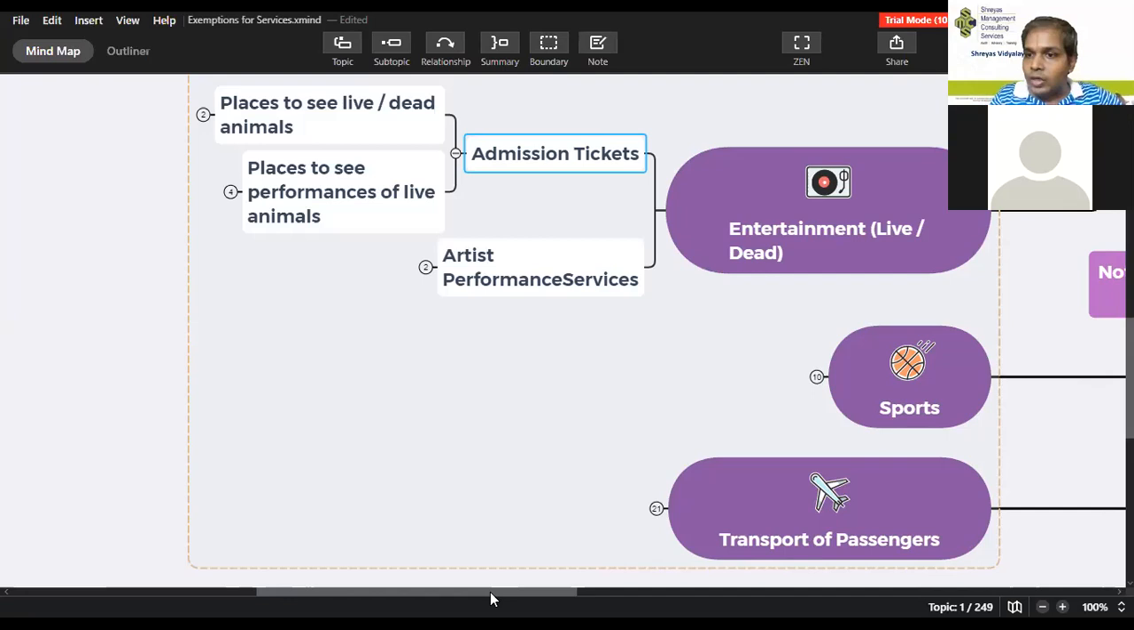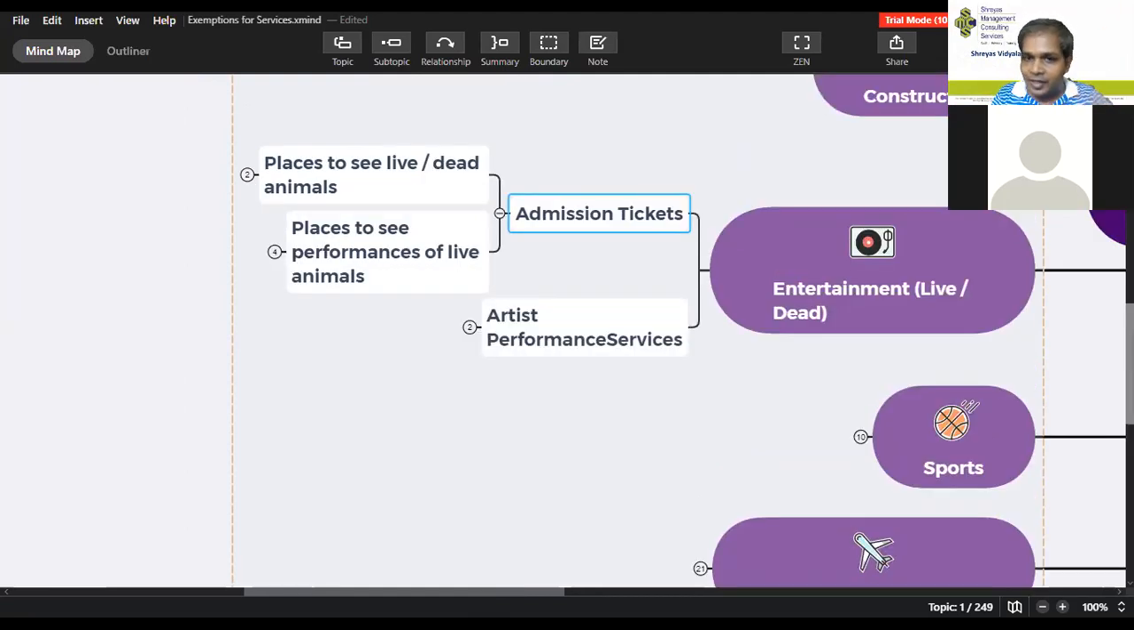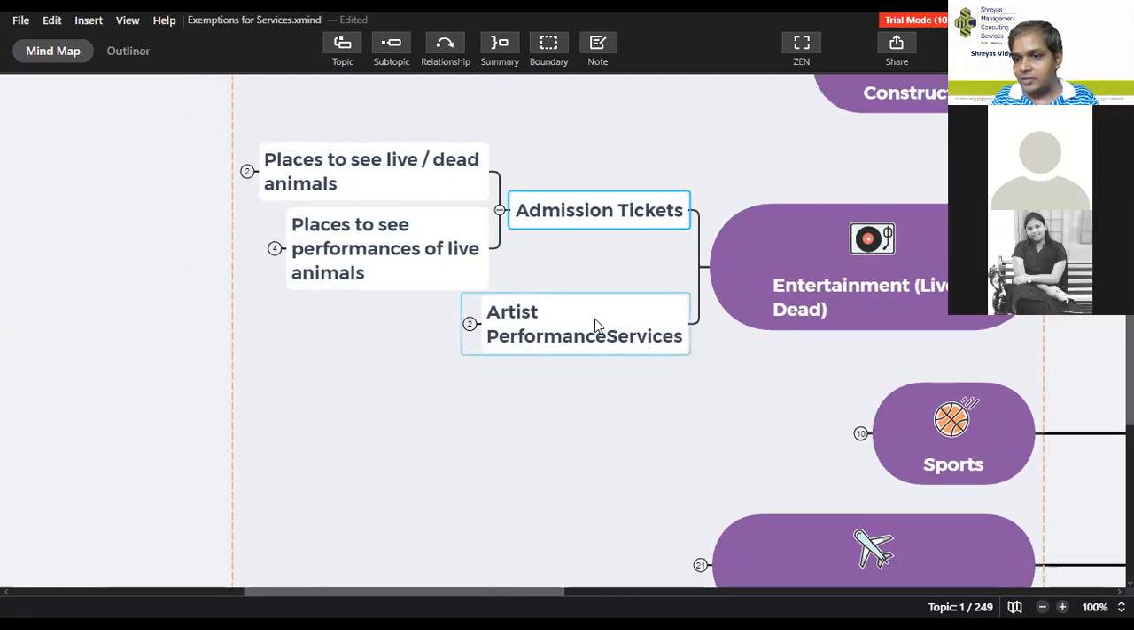So there are two kinds of places you are looking at: places to see live or dead animals, and places to see performances of live animals. I'm just using this for a simple understanding. If that makes it complicated, better to ignore it. Admission tickets to these places are exempt. Simple. Okay, now let's look at places to see live or dead animals.